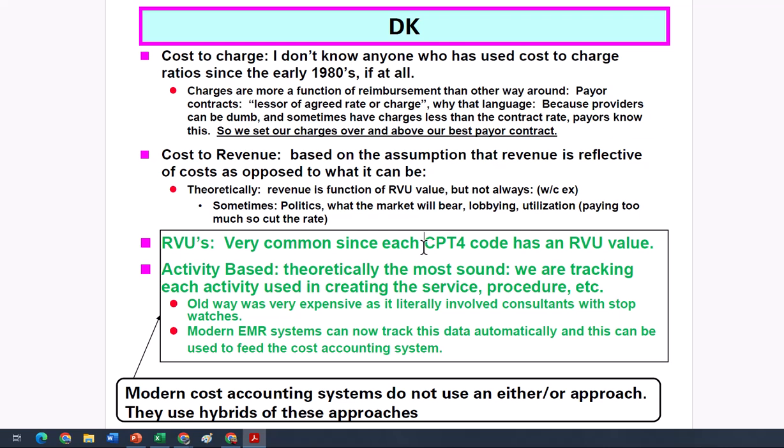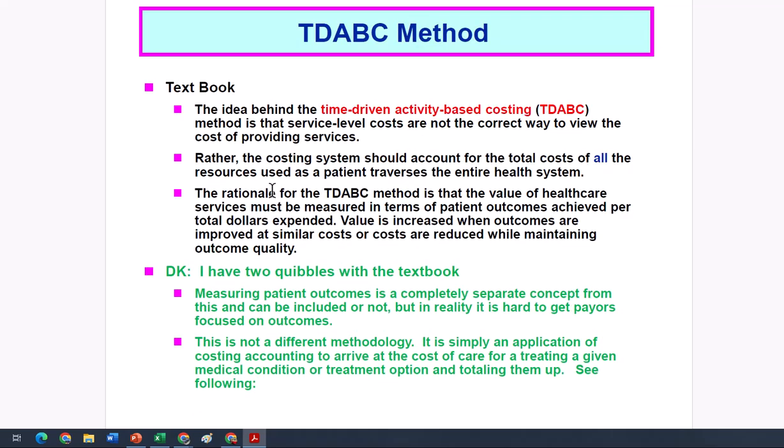Activity based, with modern EMRs, if you want to put in the effort, it can be pretty point and click. The textbook mentioned this, so I'm kind of honor bound. This time activity based costing, costing should account for the total cost of resources used as a patient traverses the healthcare system.